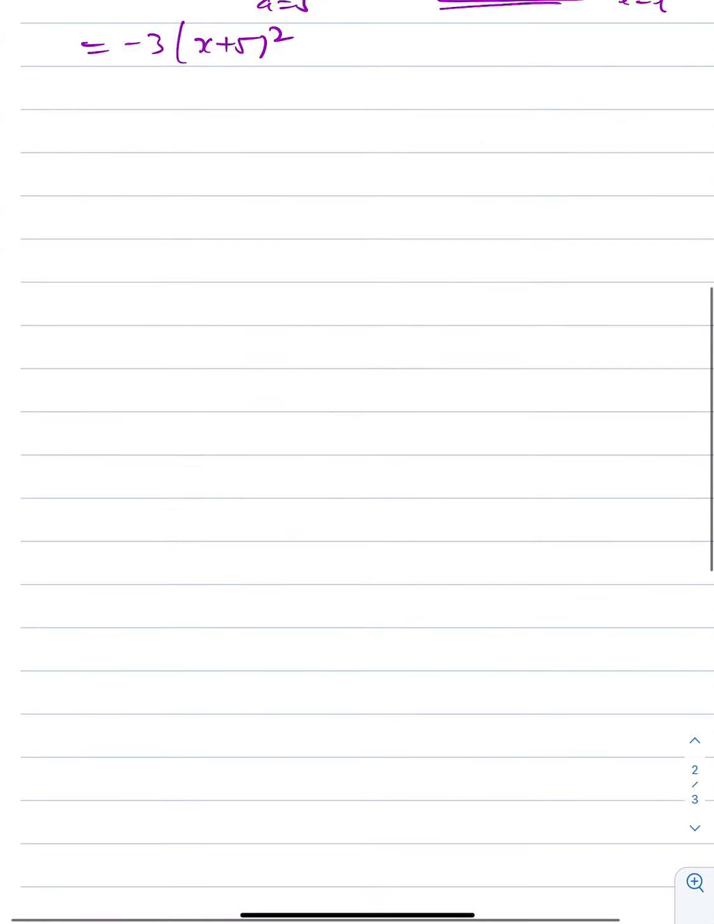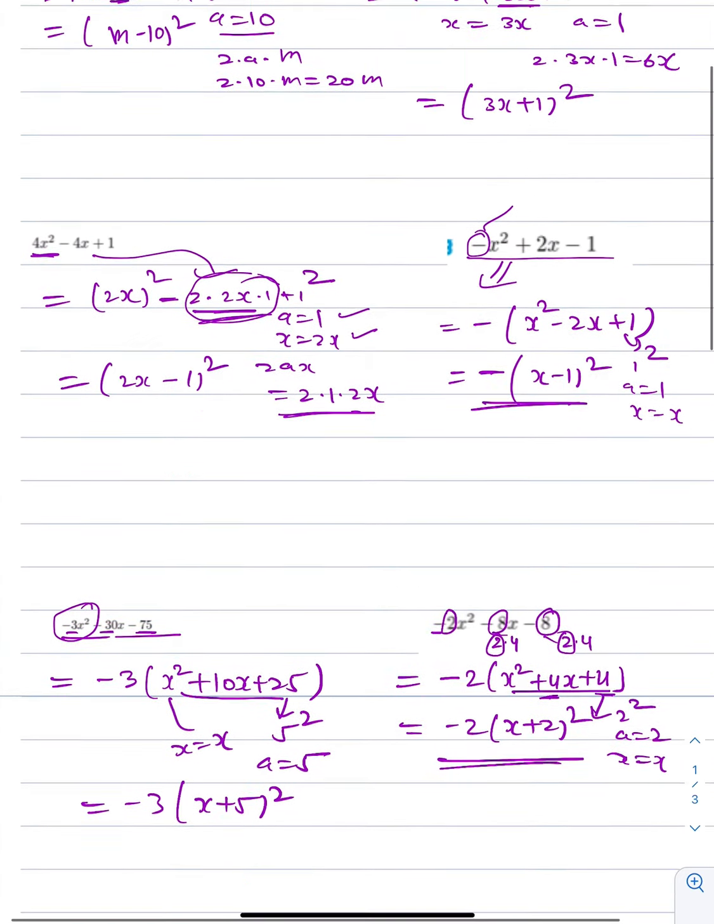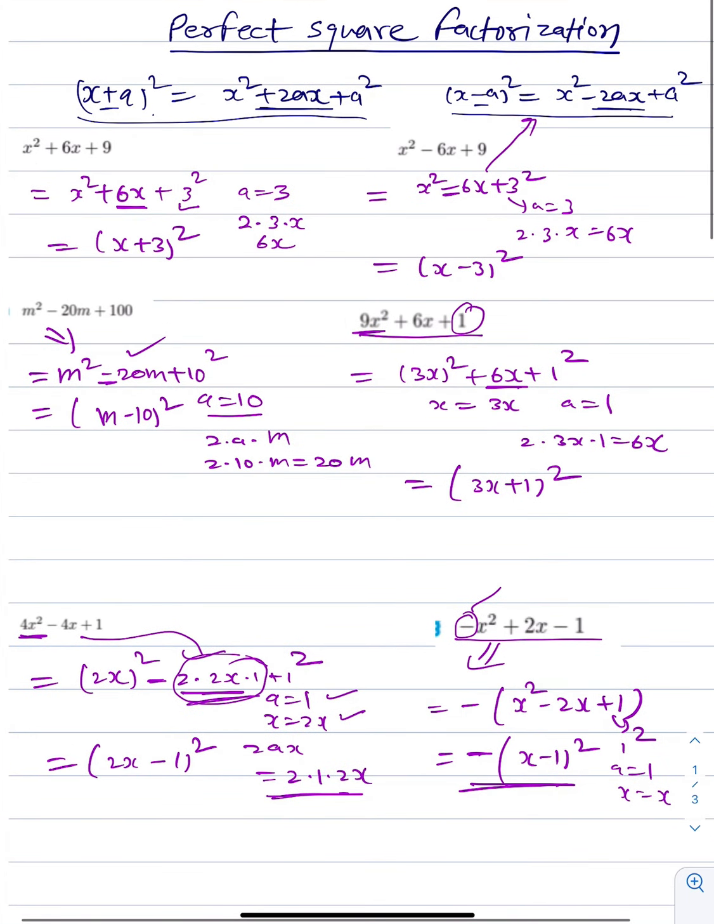So this is called perfect square factorization. And that's it for this video.